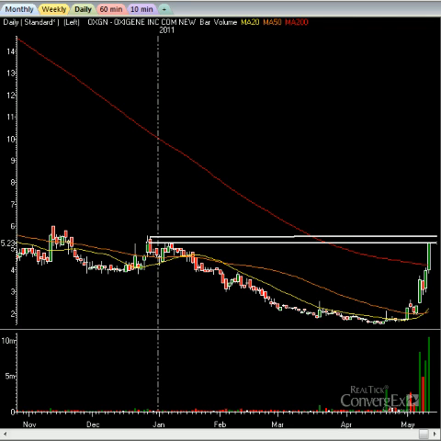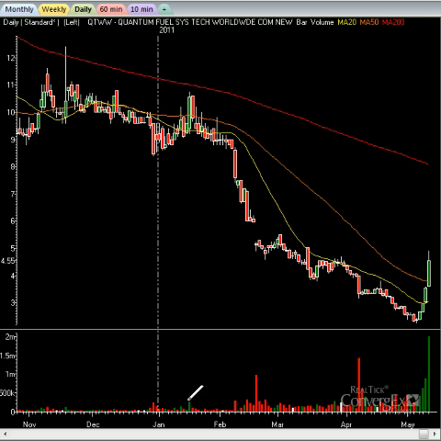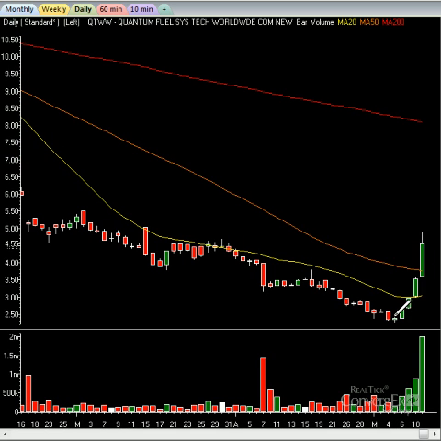Other small cap stocks to watch. What else is out there that's moving? Take a look at QTWW. Look at this move. This stock had been punished. Unbelievable move to the upside, folks. You don't see this every day, and it's amazing that the market's as weak as it is and some of these small caps are still running.